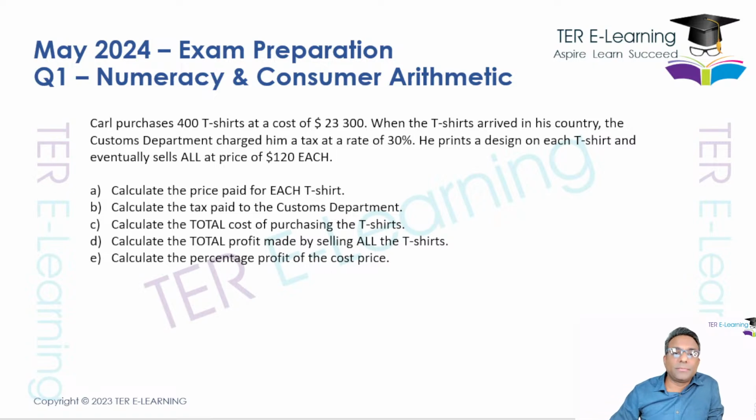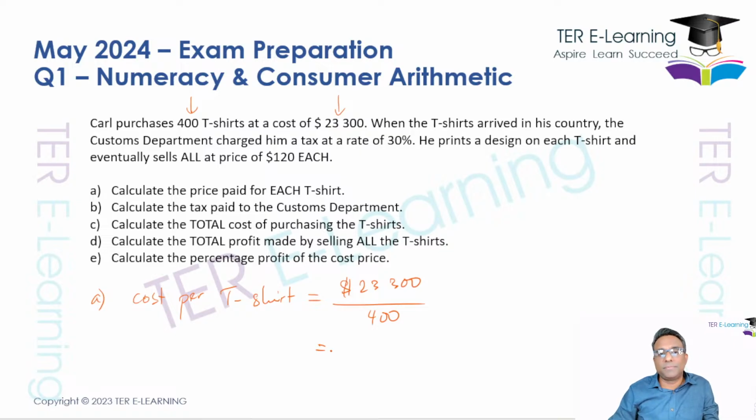Right, so back to Carl here. The first thing we want to calculate in part A is the price paid for each t-shirt. If he purchases 400 t-shirts, and this is the amount he paid for all of them, the cost per t-shirt is the cost for one. All we need to do is take the price, the 23,300, and divide that by 400 to figure out the cost per t-shirt.